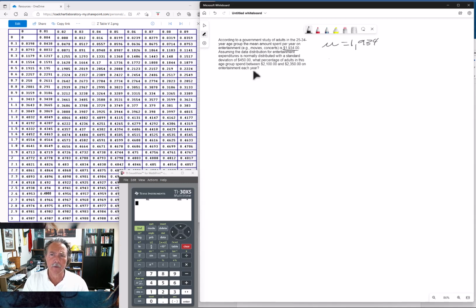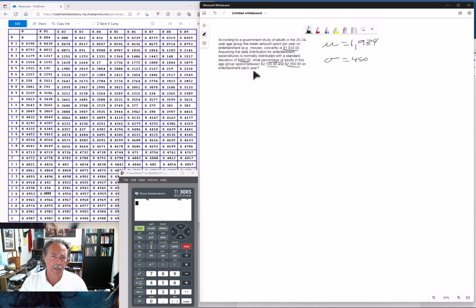The other key piece of information we're going to need is the population standard deviation of $450. Again, we're going to use these values along with the standard normal distribution and z-scores to find the percentage of adults that spend between $2,100 and $2,350 on entertainment each year. And we are assuming that this is a normally distributed variable. The variable is entertainment expenditures per year.